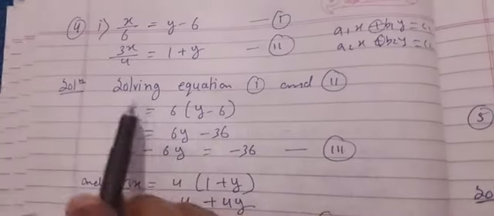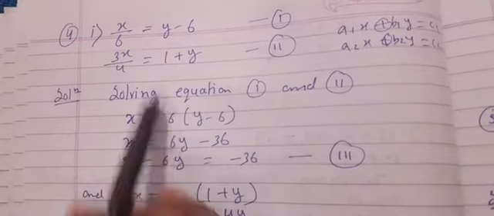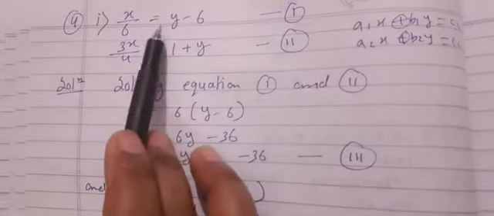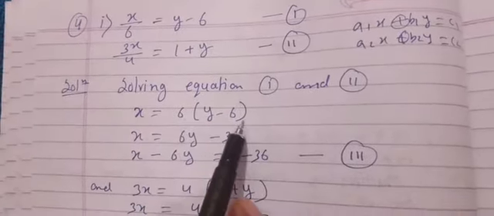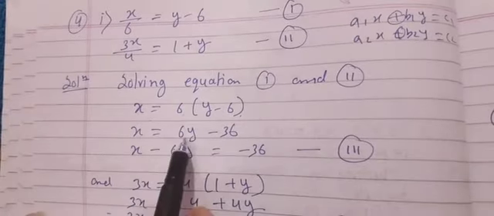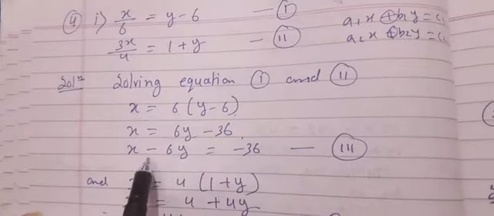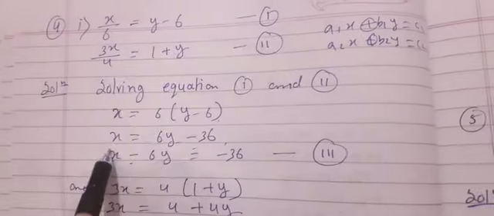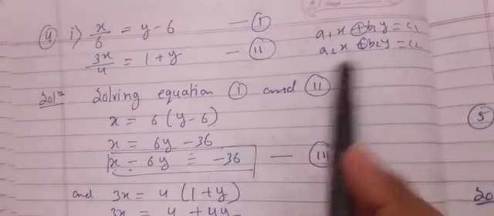Okay children, so let's see. Solving equation 1 and 2, equation 1 I have started solving. So I shifted 6 from LHS to RHS, this will be cross multiplied. So 6 into y minus 6, then we open the bracket, x is equal to 6y minus 6 6s are 36. Then I have transferred 6y from RHS to LHS, so it is x minus 6y equals minus 36. Can you see now your equation is in this form? Now it is ready, easy to solve.